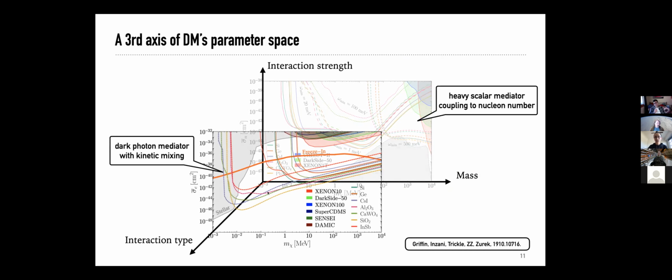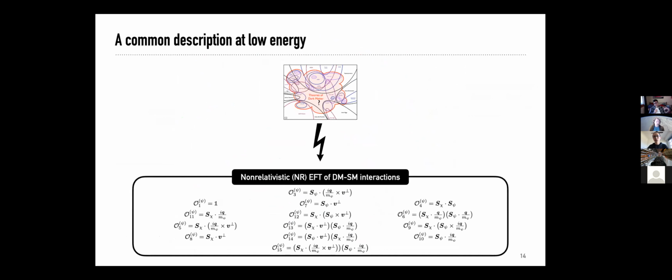Of course, we can imagine there are infinite slices in this parameter space corresponding to different dark matter models. And we want to study all of them. But in fact, this is the picture that we run into. There are just so many possibilities. So the way forward would be to find a common description at low energy that's appropriate for computing direct detection rates. And obviously, such a framework is provided by effective field theory.